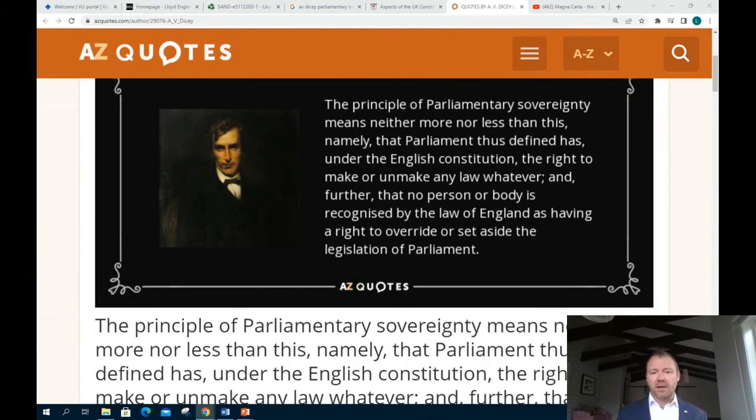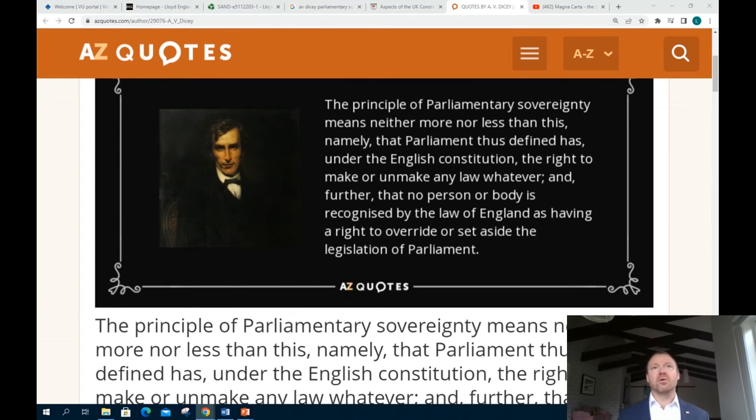So the principle of parliamentary sovereignty means neither more nor less than this, namely that Parliament, thus defined, so a lawfully constituted Parliament, under the English Constitution, has the right to make or unmake any law whatever. And further, that no person or no body is recognised by the law of England as having a right to override or set aside the legislation of Parliament.